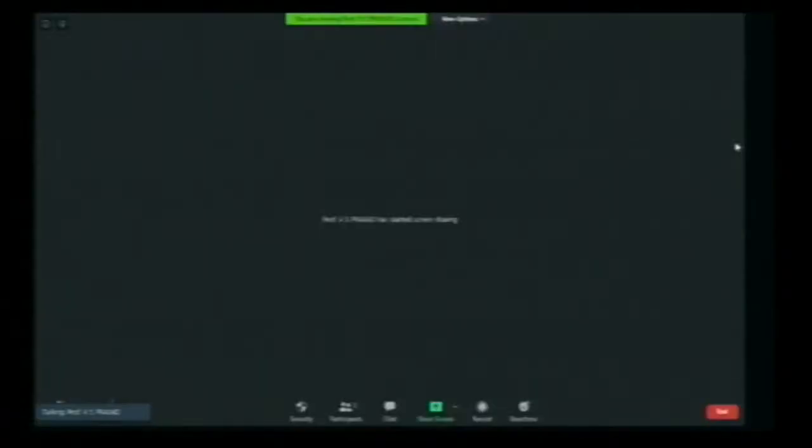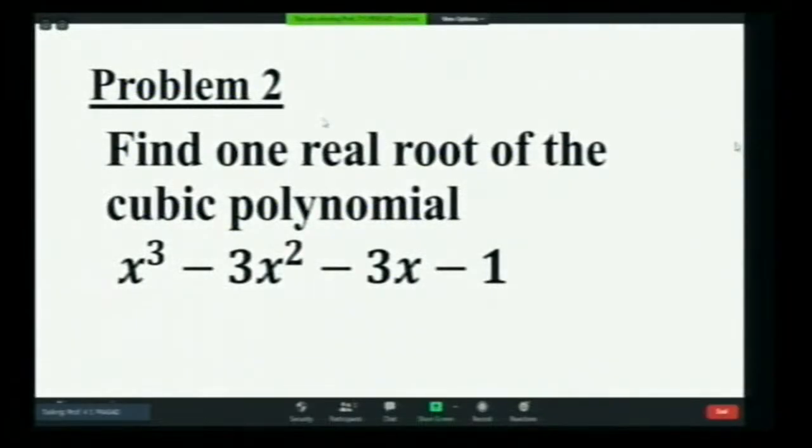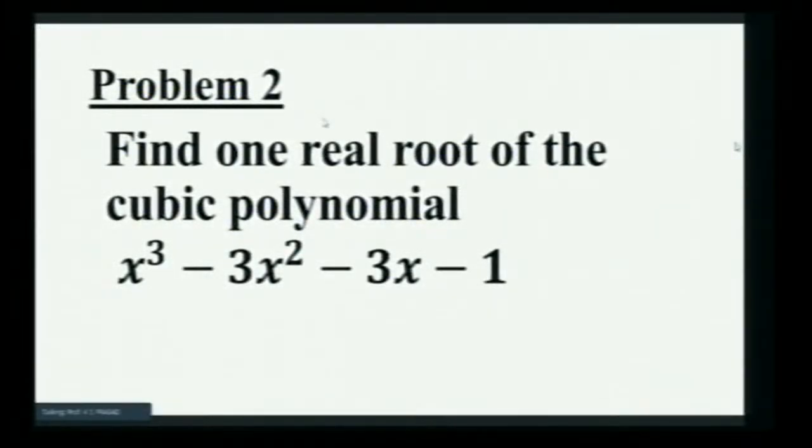And here, for example, I would like to discuss one more interesting problem, which may be slightly for gifted students, because normally we cannot find the solutions directly. Suppose you take a cubic polynomial. Here the problem is to find only one real root.